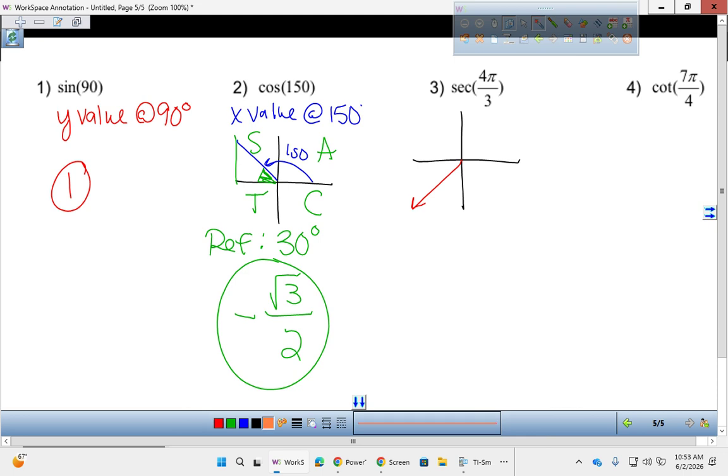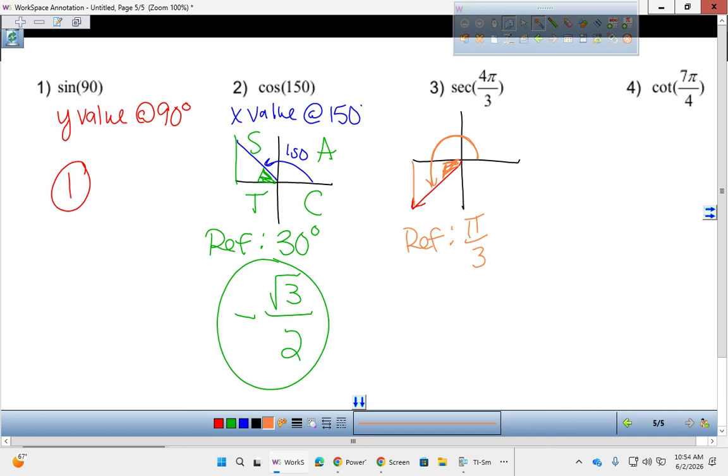And if I draw a triangle for that, this is 4 pi over 3. So this is pi plus a little bit more to get to 4 pi over 3. 1 plus 1/3 is 4 thirds. So that's pi over 3, that orange. So my reference angle is pi over 3. So I can't tell you what 4 pi over 3 is, but I can go to pi over 3 on the unit circle.